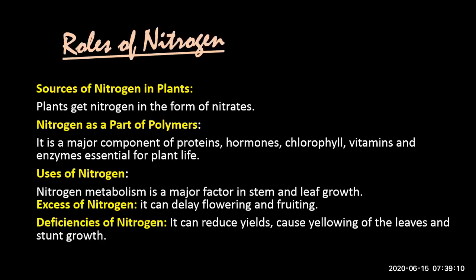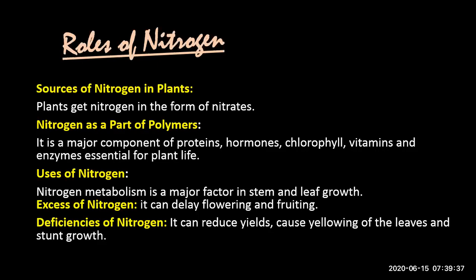Vitamins and enzymes, enzymes are essential for plant life. So it's a very important nutrient. Uses of nitrogen. Nitrogen metabolism is a major factor in stem and leaf growth. When the plants are involved in metabolizing nitrogen and consuming nitrogen, that is the main factor in the growth of plants.